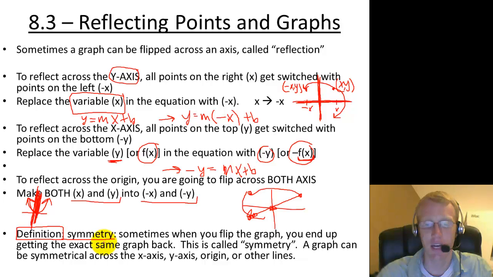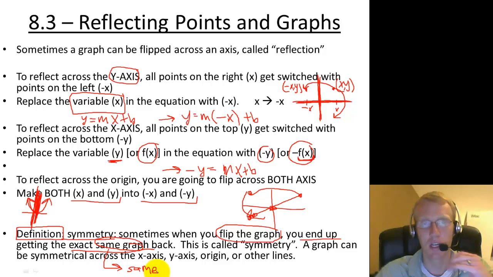So mathematically, that's how we define something as symmetrical. When you flip a graph or reflect a graph, you end up with the exact same graph and equation. Same graph, and I'll even write it here, and same equation. Obviously, the graph is a representation of the equation, so if one of them is the same, the other has to be the same. But I'll write it down just to be clear.